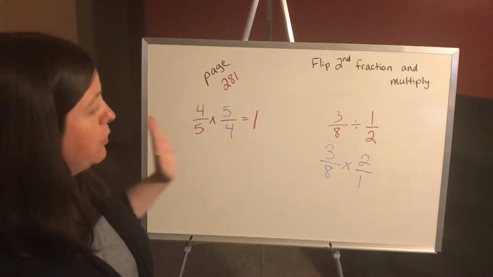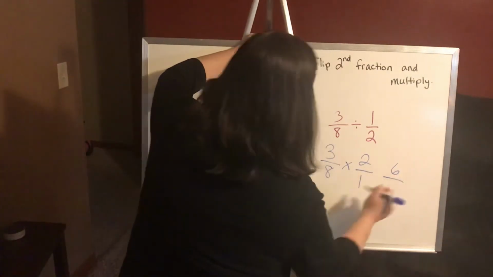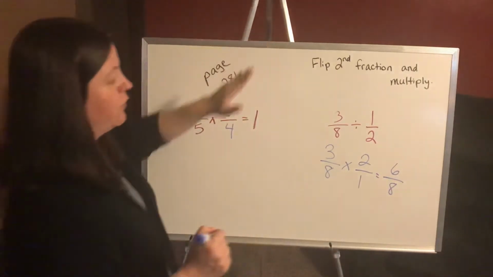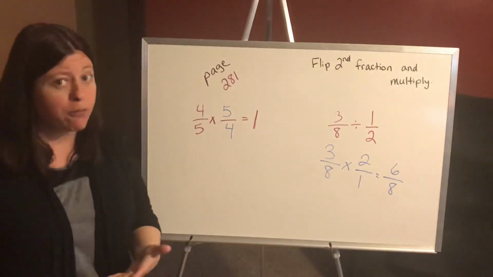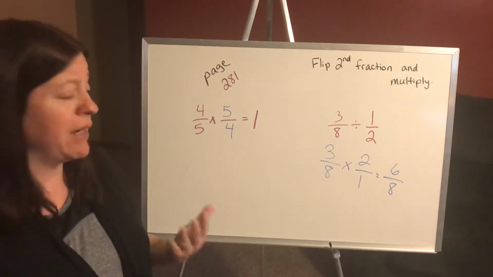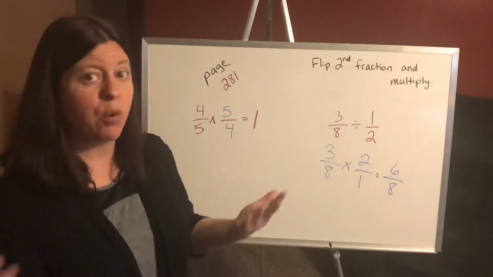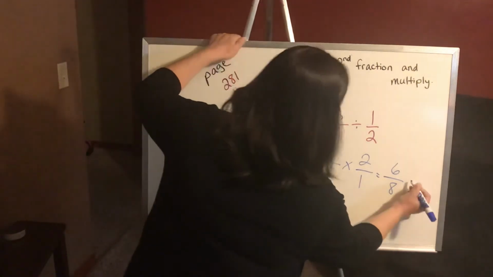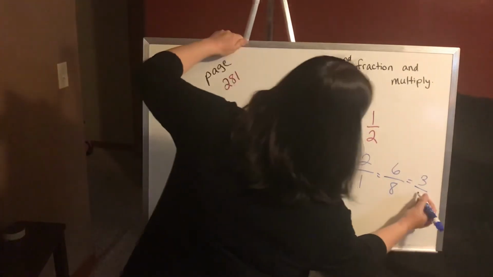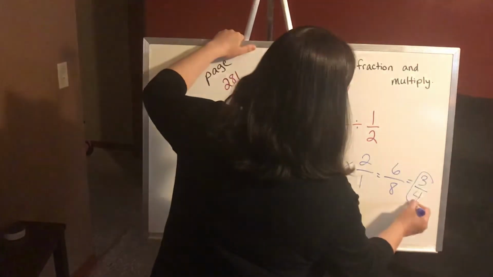All right, then you're going to multiply straight across. 3 times 2 is 6, and 8 times 1 is 8, giving us an answer of 6/8. Now that's a proper fraction, but it can be reduced because 6 and 8 can both be divided by 2. So we're going to go ahead and reduce those numbers by dividing both of them by 2. 6 divided by 2 is 3, and 8 divided by 2 is 4. So my final answer is 3/4.